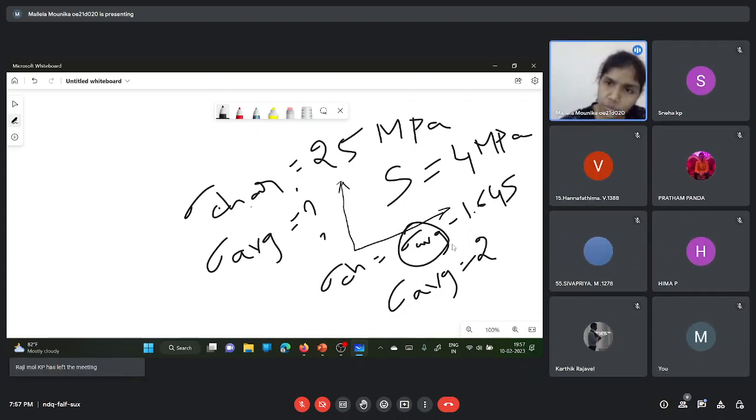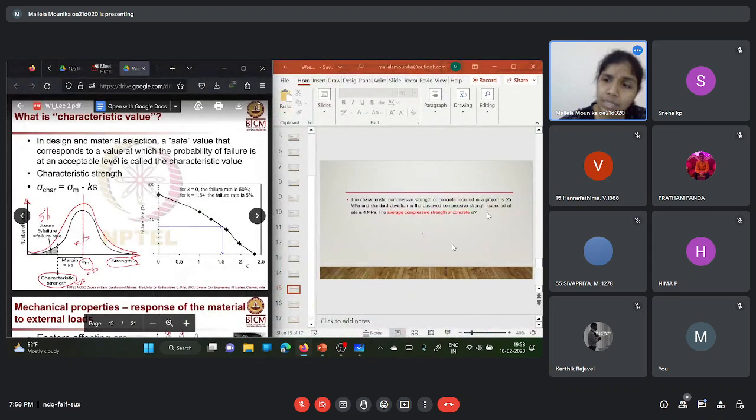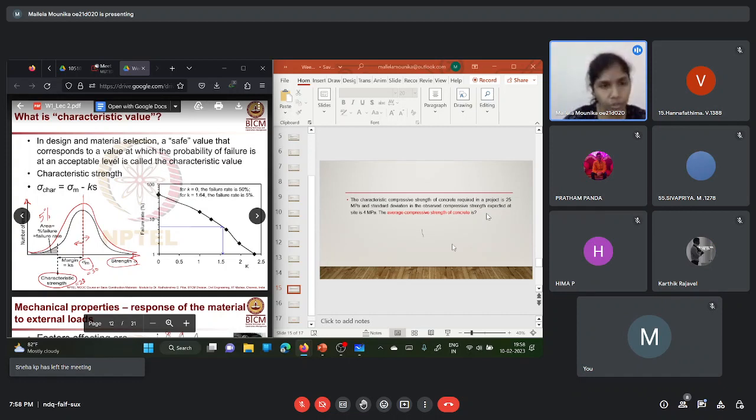the characteristic compressive strength, 25, plus 1.64 times the standard deviation. So if you calculate this, what would be the value of the average compressive strength? 25 plus 1.64 into 4. Right? So 31.56 megapascal will be the average compressive strength of the concrete.